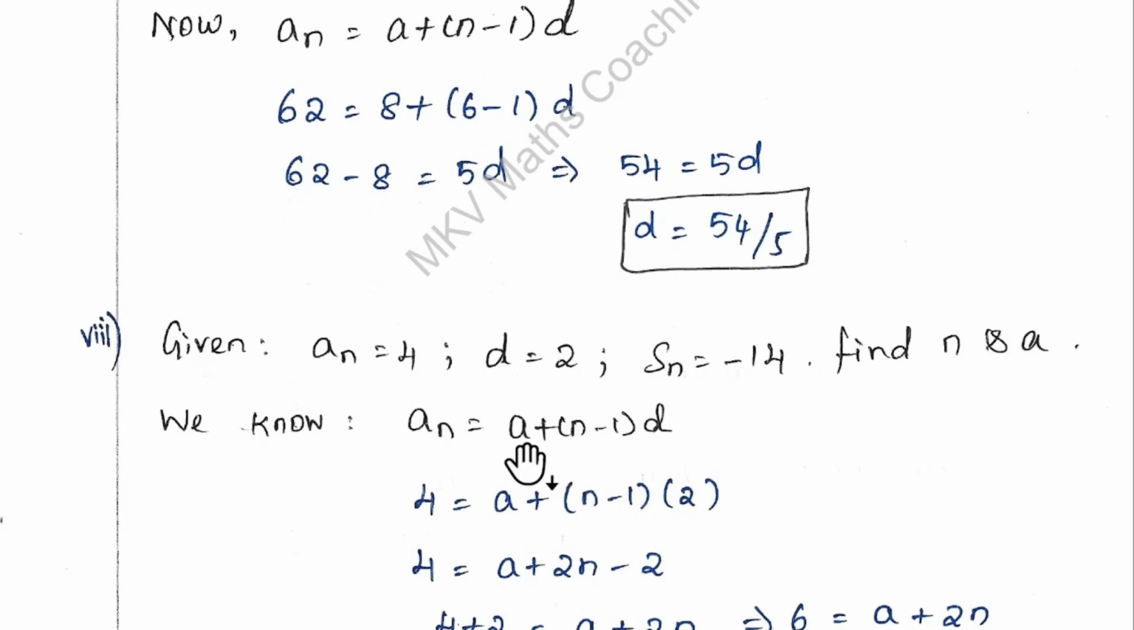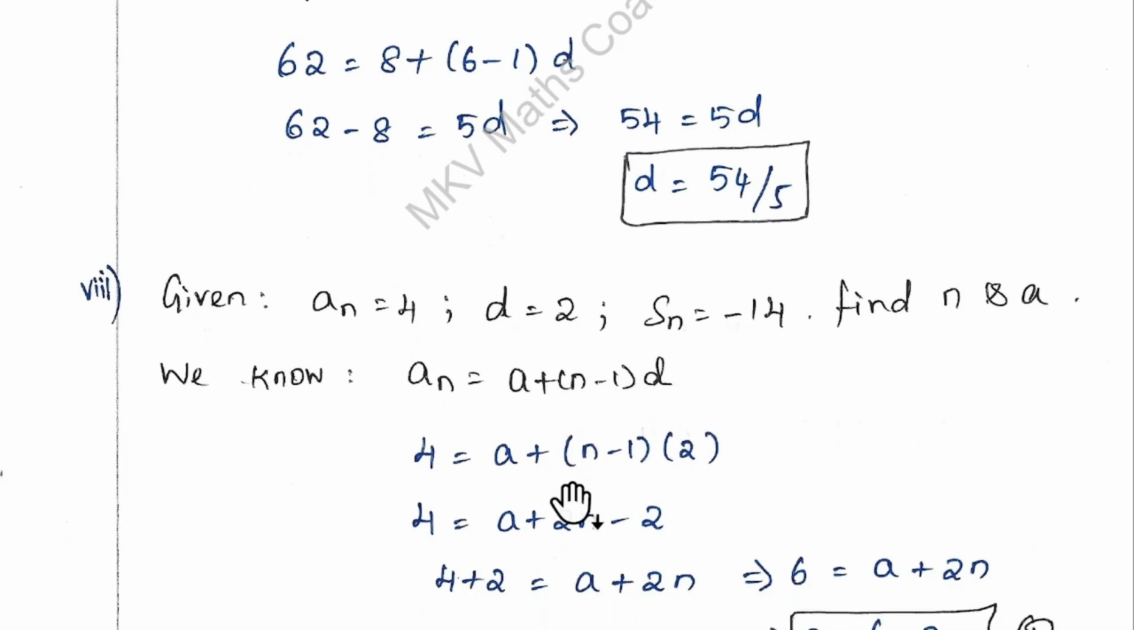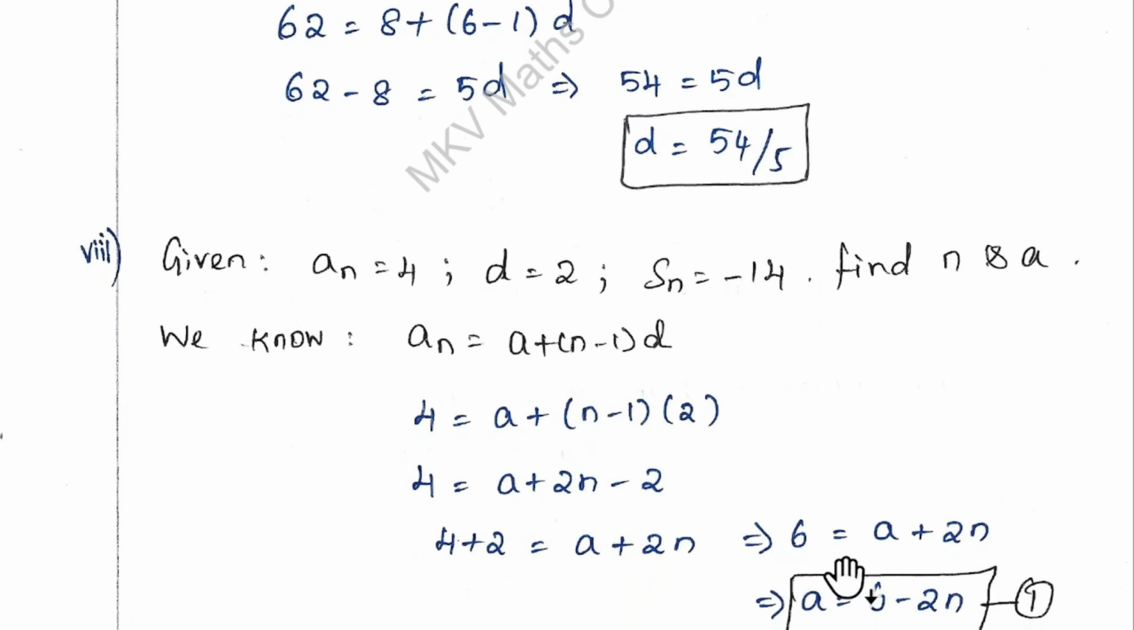So if any two variables are missing, you have to use the substitution method, like one variable in terms of the other. I am taking the an formula first, and an is 4, a I don't know, and n also I don't know, d is 2. I'm just substituting it. 2 multiplied inside, 2n minus 2, and after this I'm getting 6 is equal to a plus 2n.